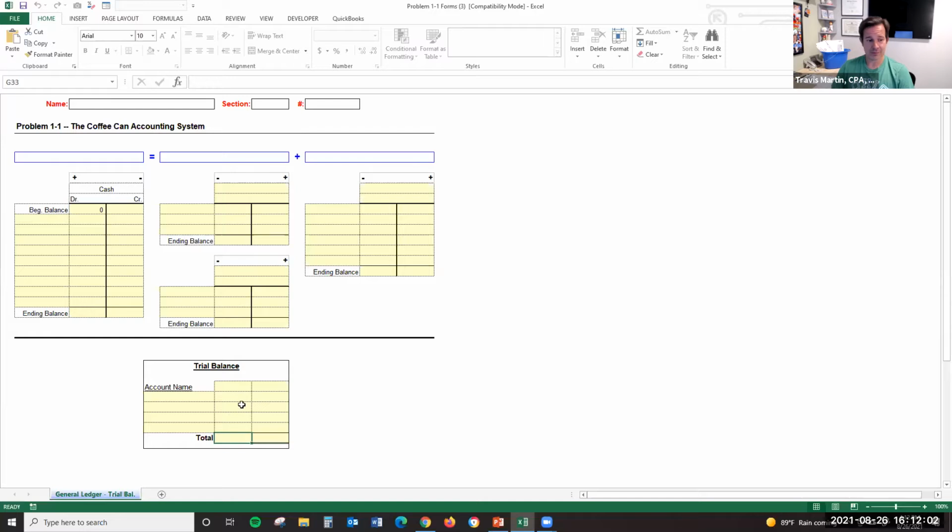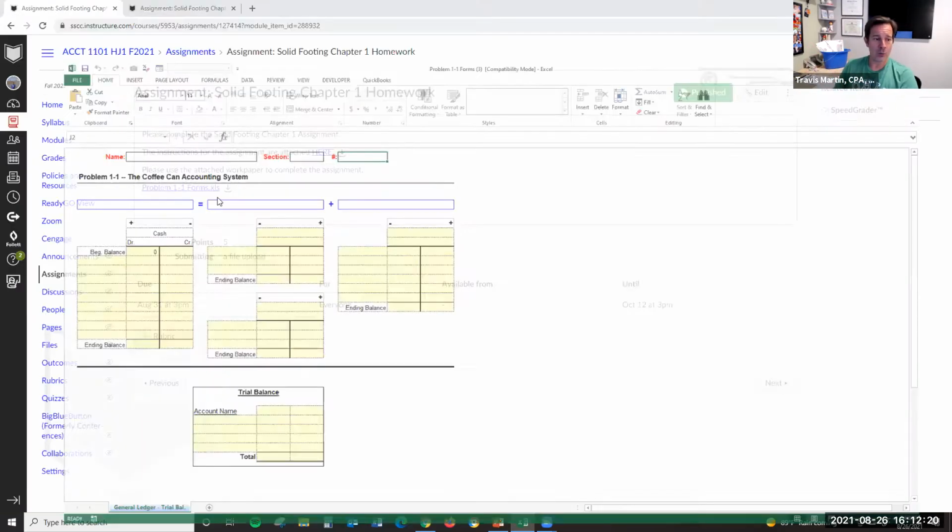Ending balances, make sure they equal debit and credit. You put your name in it. You don't have to put the section or the number in it. Don't worry about that. But that's kind of the idea. You'll save that, and then you'll upload it to that link in Canvas, and that should take care of the homework for Chapter 1. Now, I want to point out one weird thing on that homework.